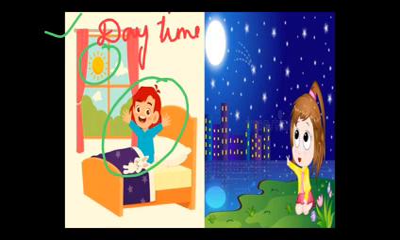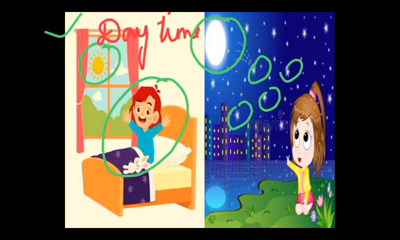While in the second picture, students, you can see the moon is shining brightly in the sky while there are so many stars that are twinkling in the sky. This we call night time. The sky is dark during the night time.